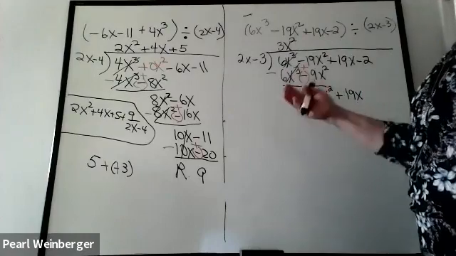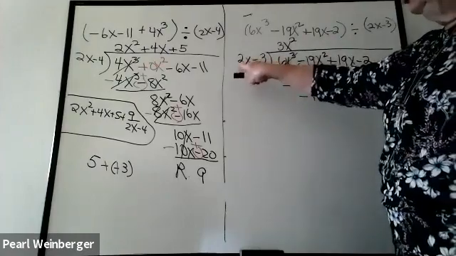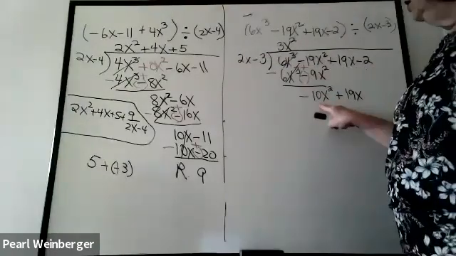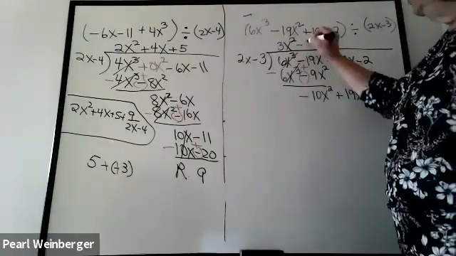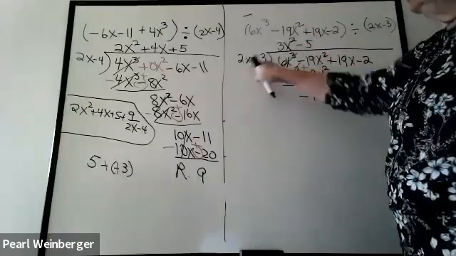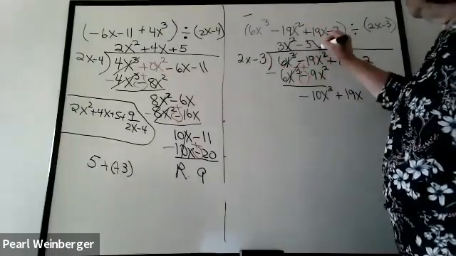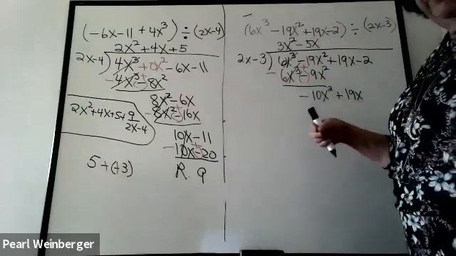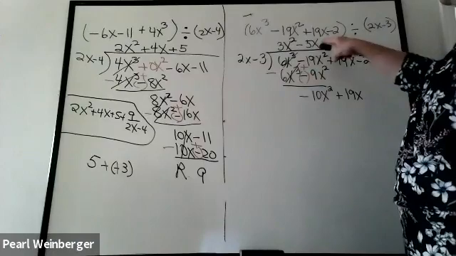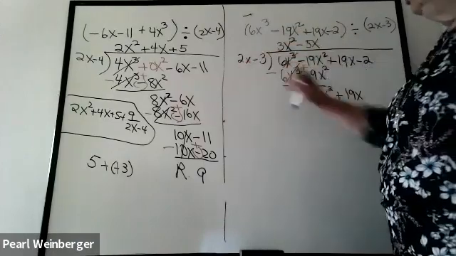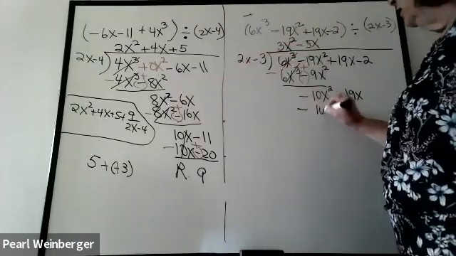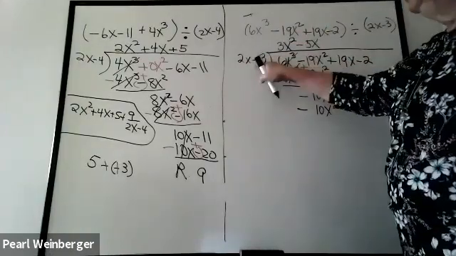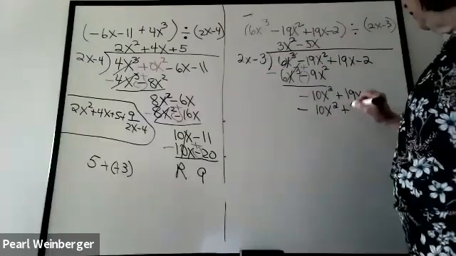And start the process again by dividing 2x into negative 10x squared. So 2 into negative 10 is negative 5. The x divided into the x squared gives us x. And I now take what I just put on top, which is negative 5x, and multiply by it. Negative 5x times 2x is negative 10x squared. Negative 5x times negative 3 is plus 15x.